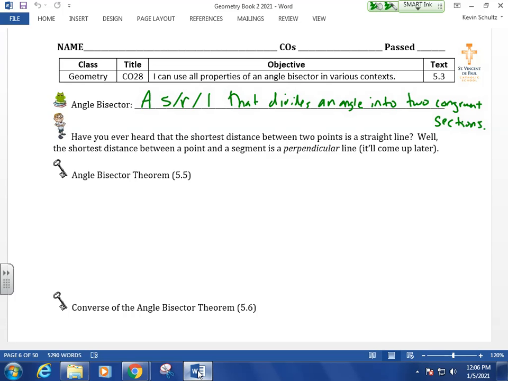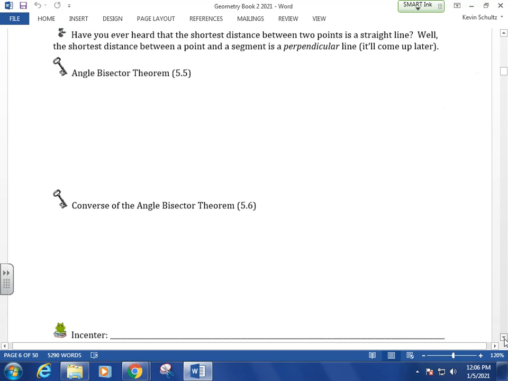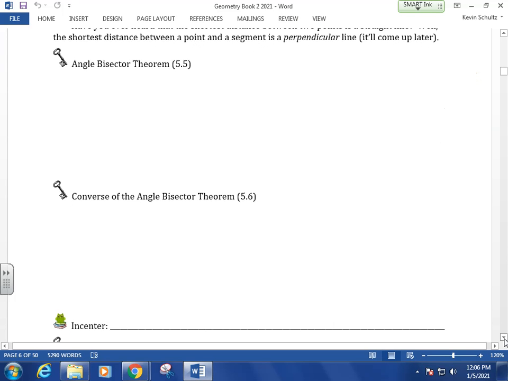We first talked about angle bisectors all the way back in CO6, maybe. So we've come across them before, but today we're going to go a little bit deeper into the angle bisector theorem, and then how we can use angle bisectors within triangles. So we're going to clear that and scoot on down so we can get both the theorem and its converse on the same frame here.